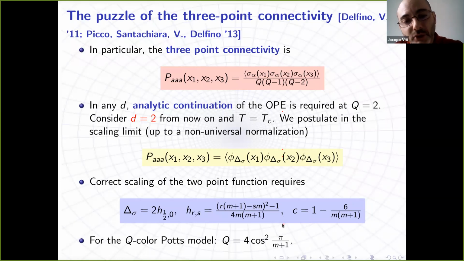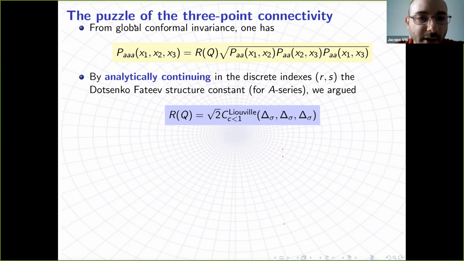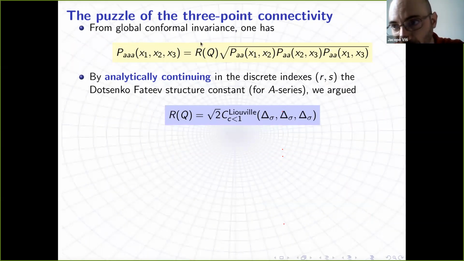So how can we try to calculate this three-point function? This was the origin of the story, essentially. First of all, let me make a kind of trivial remark. By conformal invariance, this three-point function can be written as factorized, as a square root of two-point functions. So the only quantity that we want to calculate is the OPE coefficient for phi phi phi, which I call R of Q.